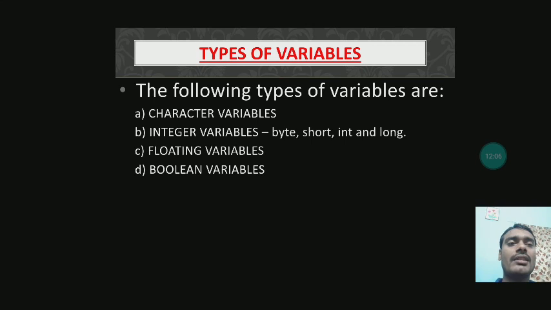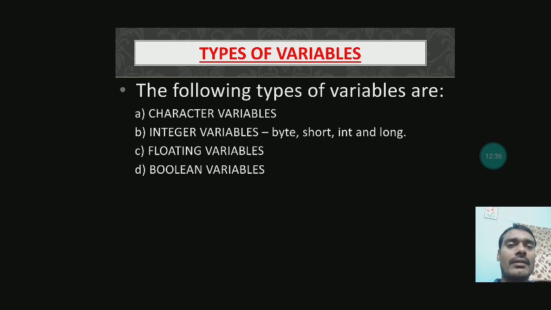Now coming to another topic, children, types of variables. The following types of variables are used in Java. First one is character variable, which is used to store a character. Second one is integer variables, and there are 4 types of integer variable: byte, short, int and long. Third one, floating variables, which are used to store a decimal number.